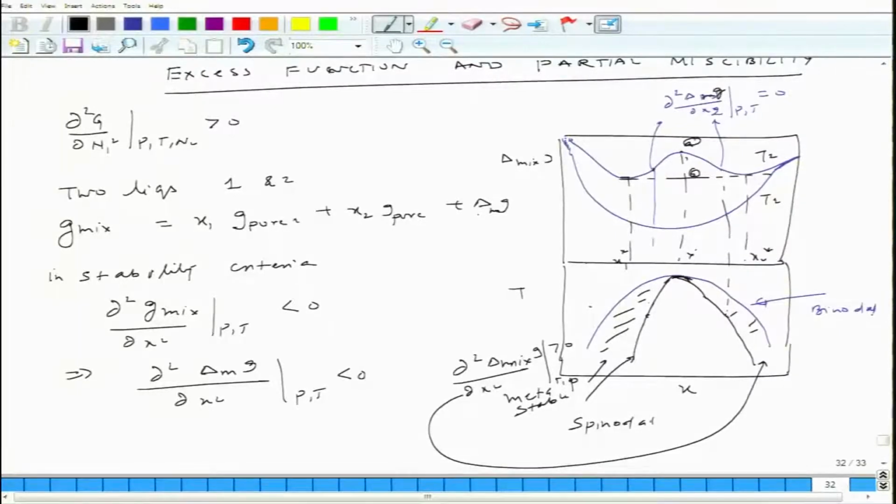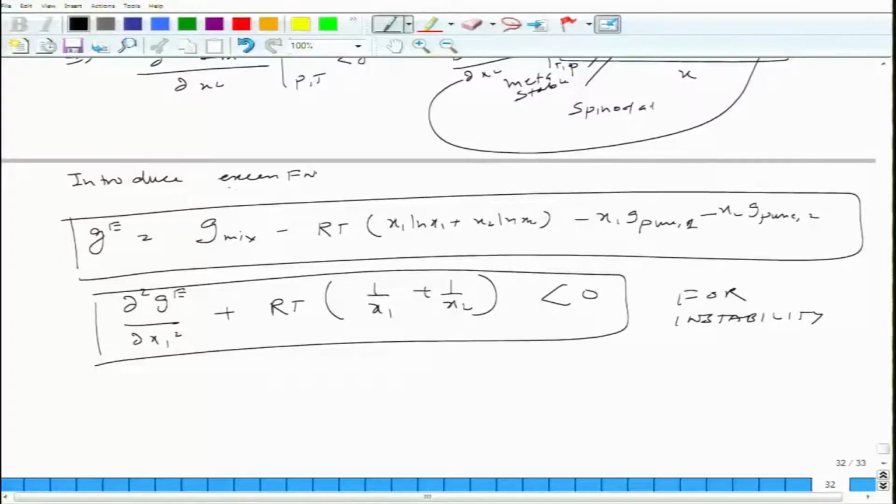But this depends primarily on the system. If you change this system to some other thing, you may not see this kind of curve, you may see this kind of curve also. So it primarily depends on the molecular nature of the system's individual components. We have introduced the excess function in this way with respect to the ideal solution, and then we got this expression, because of course the second derivative of this with respect to x is going to be less than 0 for instability. So we can write in this form, and now I have an expression in terms of GE.